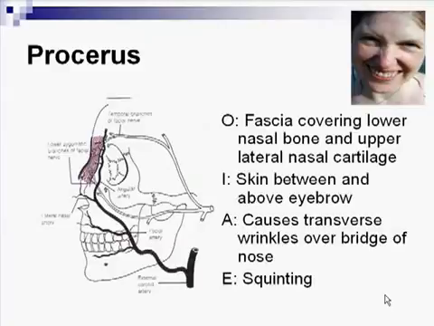Procerus muscle runs from the bridge of the nose to medial corner of the eyebrow. When you look at the origin, it is the fascia covering the lower nasal bone and upper lateral nasal cartilage. To review, fascia is the connective tissue that surrounds muscles, bones, nerves, and other structures. It is responsible for maintaining structural integrity, for providing support and protection, and acts as a shock absorber.